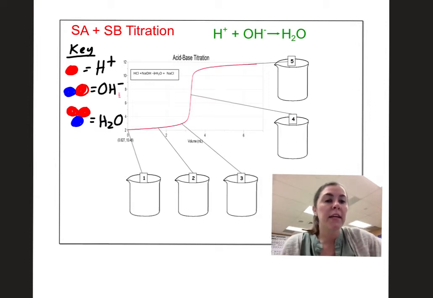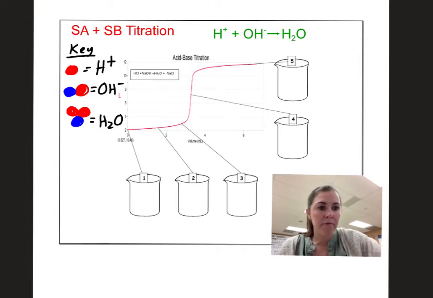Okay, I also have a key, so we're going to draw a lot of particle pictures. My H plus is going to be a red circle, my hydroxide is going to be blue and red, and then water is going to look like Mickey Mouse, 2 reds for the 2 hydrogens and 1 blue circle for the oxygen. So put that key, put that balanced equation, and then we're going to get started.